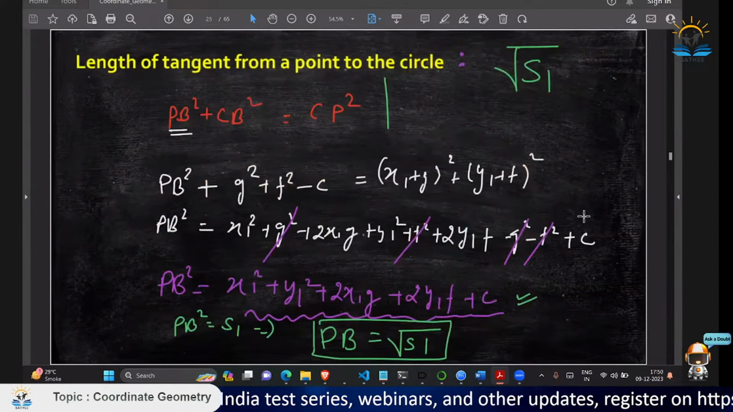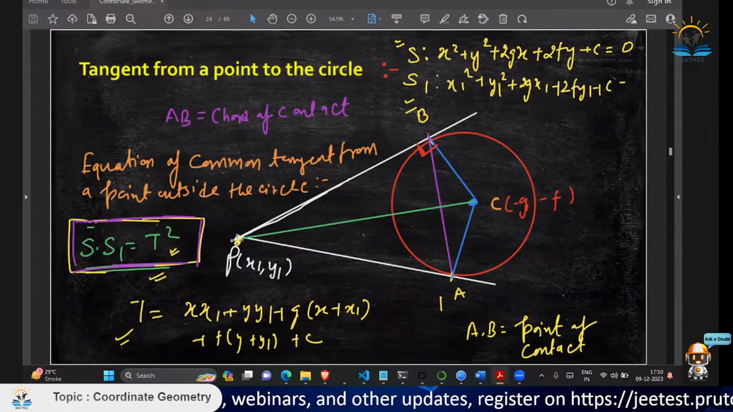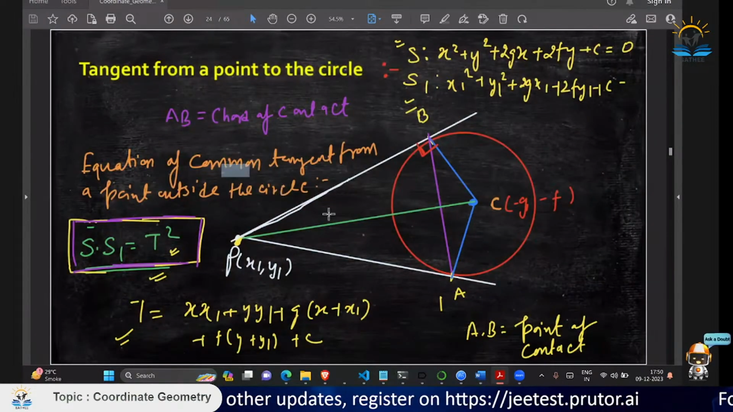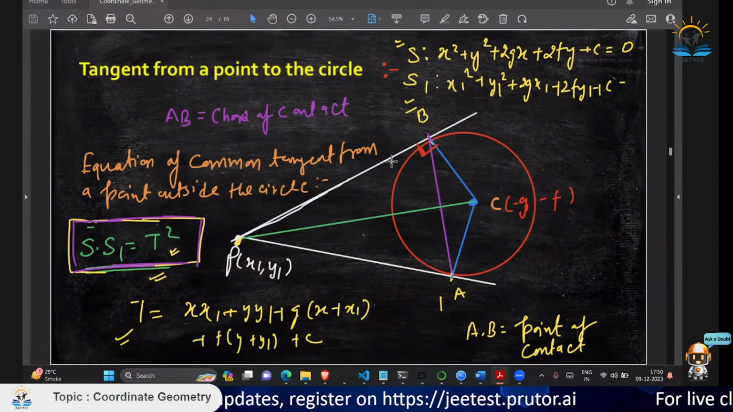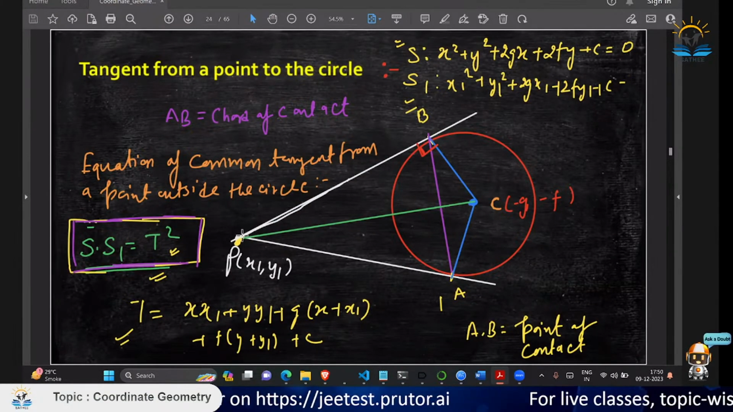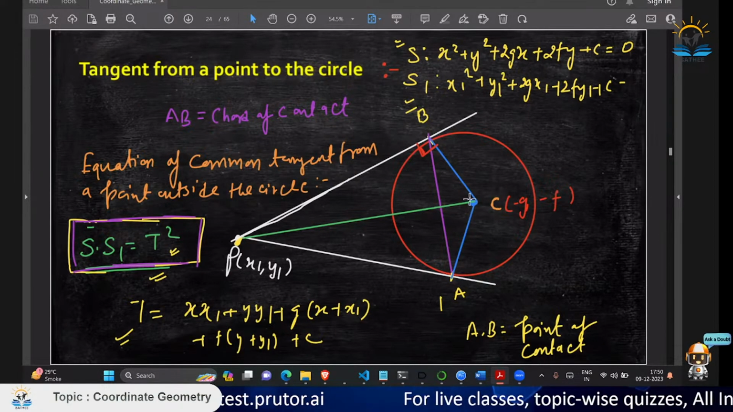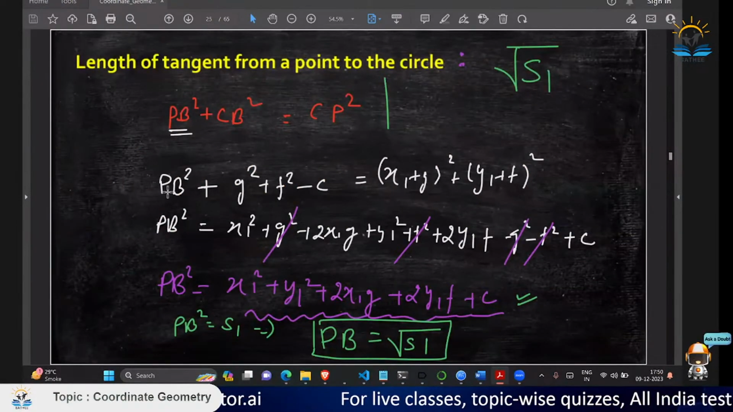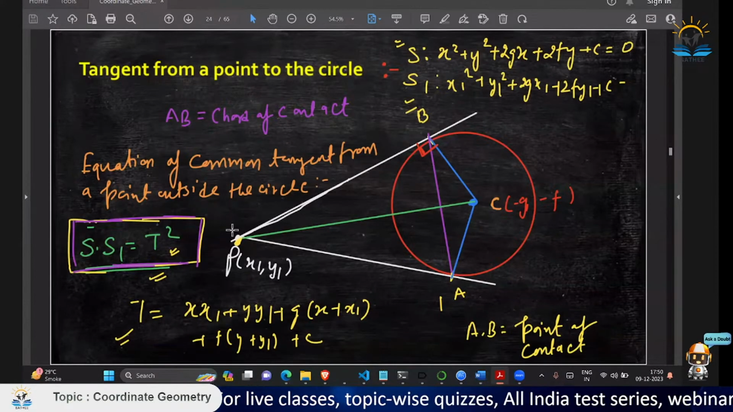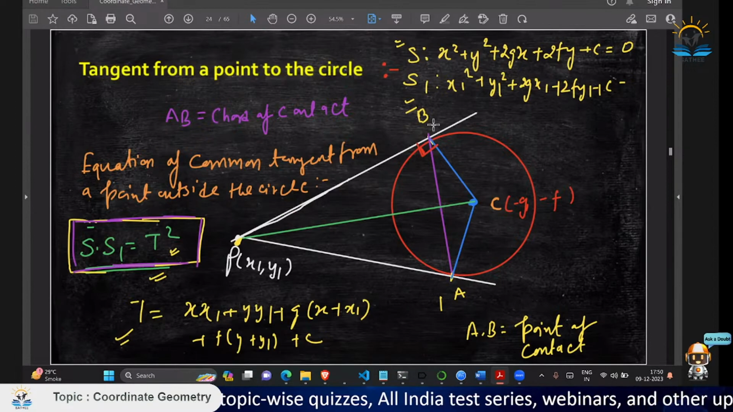And so what we can do is we can apply Pythagoras theorem in this triangle, okay, Pythagoras theorem in this triangle PBC. So PB square plus BC square is nothing but PC square. When you apply the formula, what you will get is root S1. So the length of the tangent from a point P to the circle is nothing but root S1.